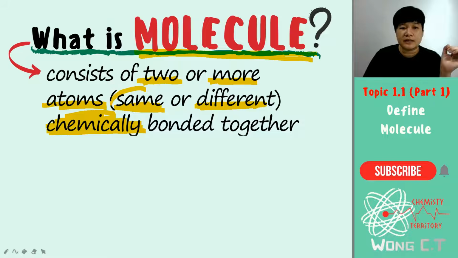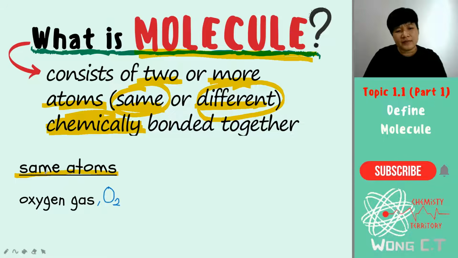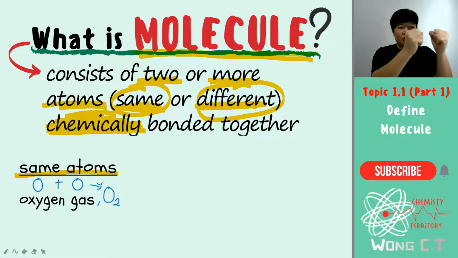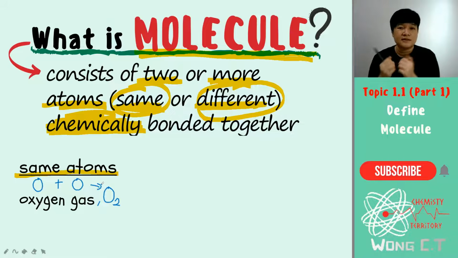Another keyword over here is the same atom and also different atom. For example, if they are the same atom, the example is oxygen gas where you have O2 gas. So when they are the same atom means that you have 2 oxygen atoms combined to become 1 oxygen gas molecule. Alright, 1 O combined to become 1 O2. That is your oxygen gas produced.